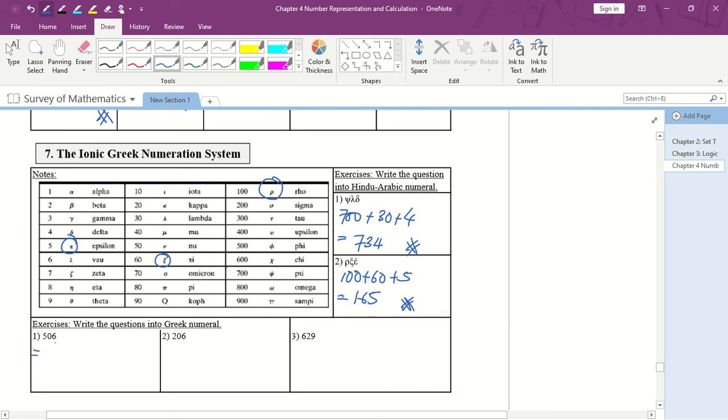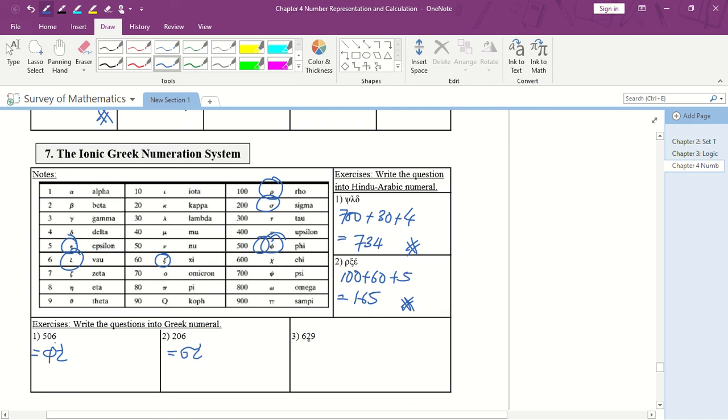So here, 506. 500, as you know, is something like this, right? Something like this. Okay? And 6 is something like this. So you just need to write like this. Okay? I might not write it correctly or nicely, but you can write it nicely, okay? 206. 200 is something like this. Okay, 200 like this. And 6 is like what we did just now, like this.